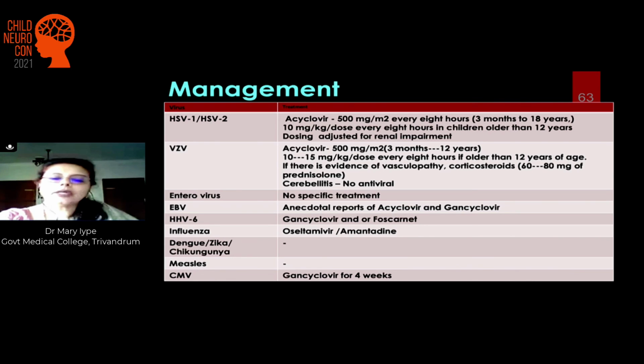Influenza, oseltamivir; amantadine is an alternative. Dengue, Zika, and chikungunya, there is no treatment. Measles, there is no treatment. There is no antiviral treatment. CMV, ganciclovir; CMV encephalitis, ganciclovir for 4 weeks.